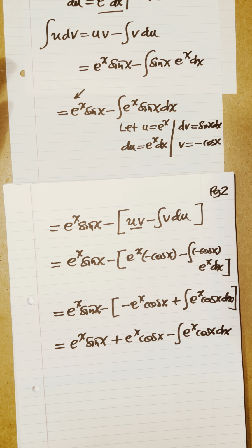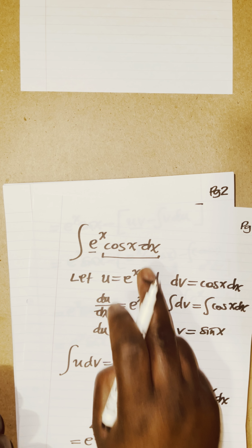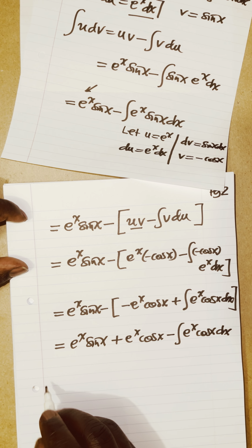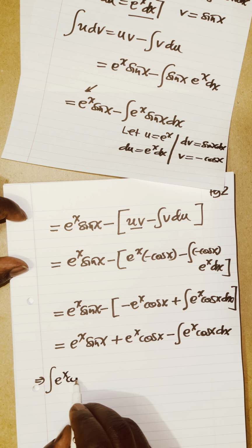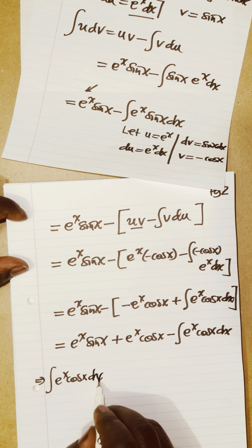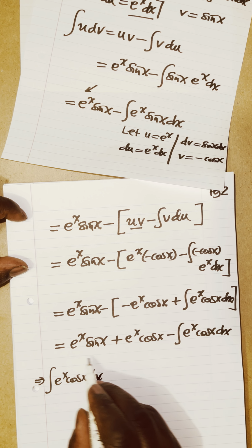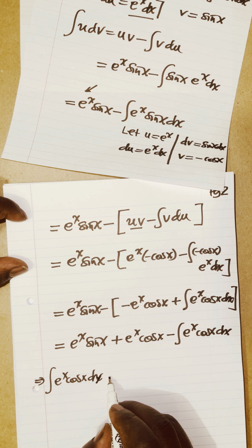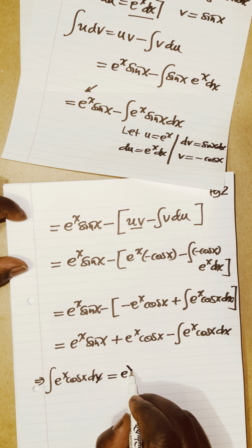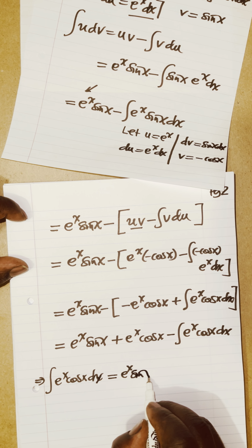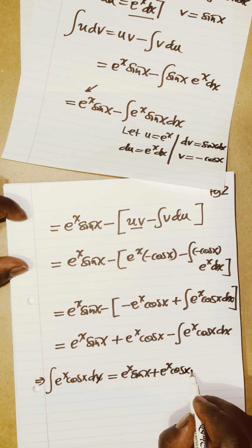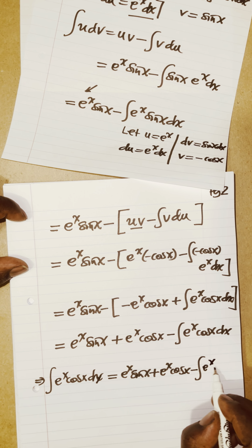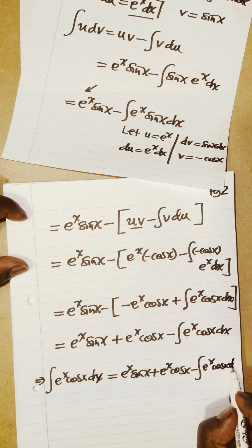Where are we coming from? We're coming from the integral of e to the power x cos x dx. So we are saying that the integral of e to the power x cos x dx is equal to e to the power x sine x plus e to the power x cos x minus the integral of e to the power x cos x dx.